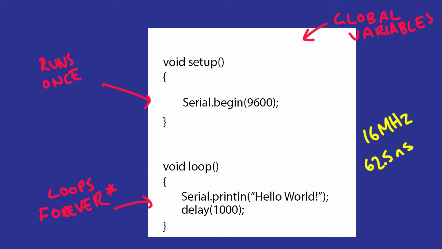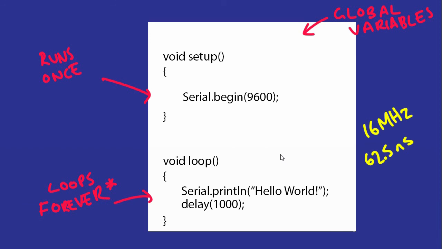So now in our loop, the message hello world is sent to the PC, then we wait a second, and then our message is sent again, and then we wait another second, and then a message is sent again, and then we wait another second, and so on. And that will continue looping.